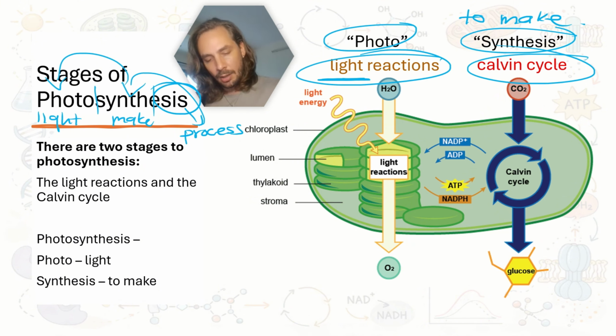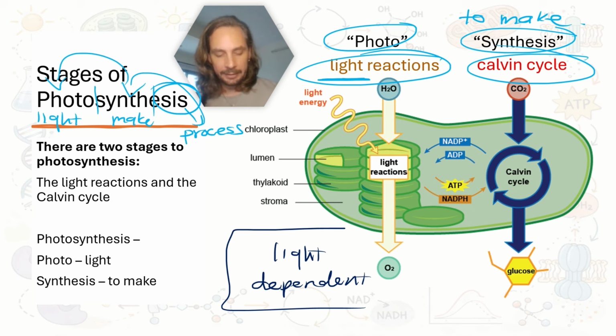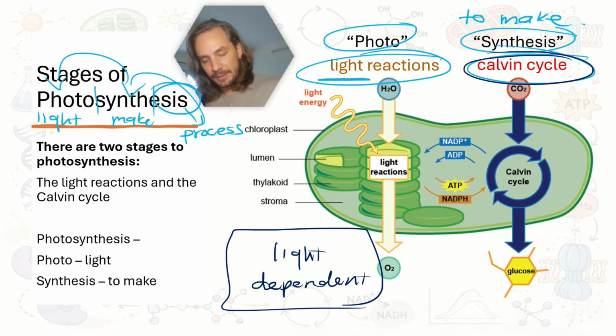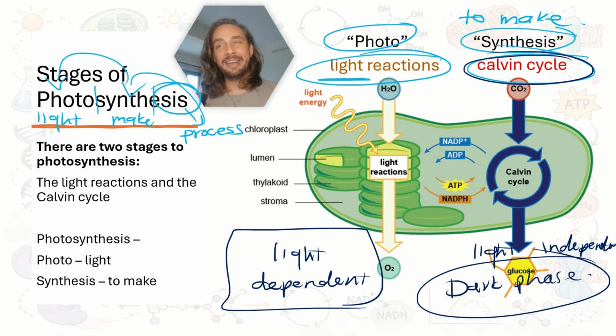The light reactions are sometimes referred to as light dependent because they require light. Without light, they will not happen. And the Calvin cycle is sometimes referred to as the light independent or the dark phase, because it does not directly require light.